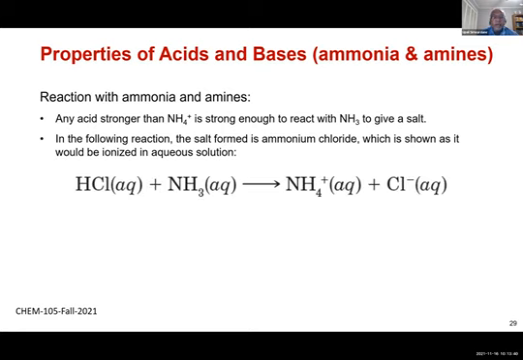So hydrochloric acid, HCl, reacts with ammonia to produce ammonium ion and chloride ion, ammonium chloride. This is a Bronsted-Lowry acid-base reaction. Proton transfer takes place from HCl. HCl is the proton donor, and ammonia is the proton acceptor.